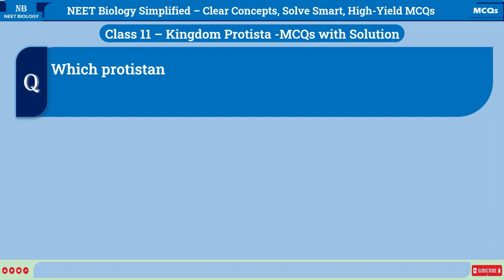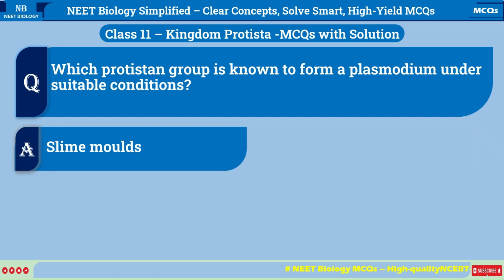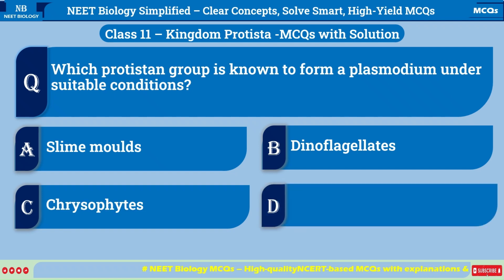Which Protistan group is known to form a plasmodium under suitable conditions? A. Slime molds, B. Dinoflagellates, C. Chrysophytes, D. Ciliates.